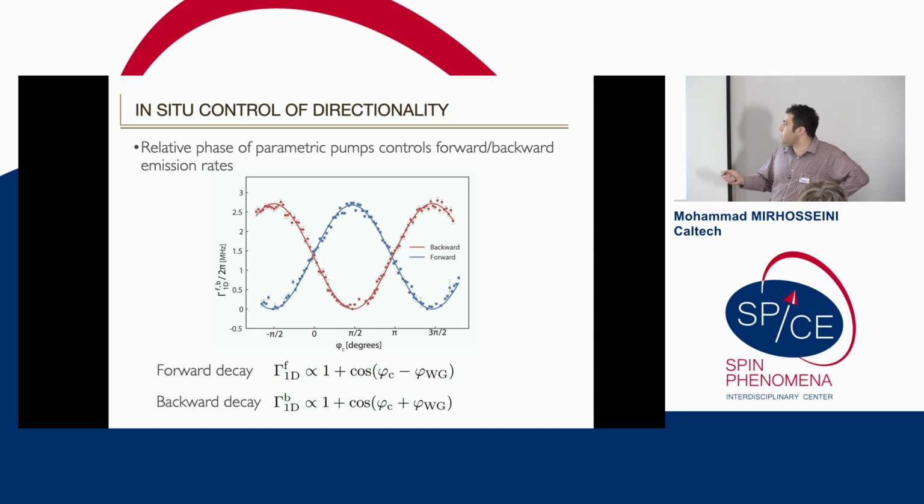So this blue curve is the gamma 1D forward, the decay rate in the forward direction, measured for different choices of this phase in our experiment. And in each setting, we can actually probe the system in reverse and find the radiation rate to the backward mode, which is this red curve, and they're complementary. So we actually have full control over how much radiation we can get to the forward or the backward direction.